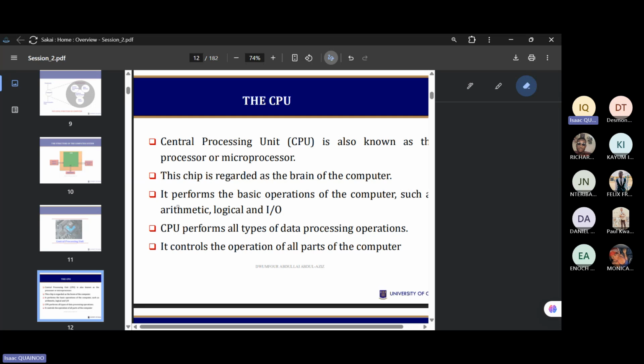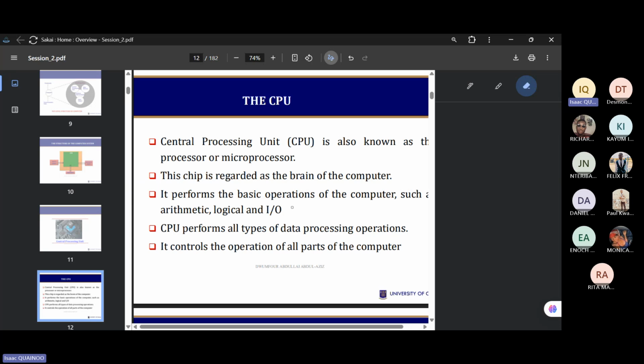So the next point here is that it performs the basic operations of the computer, such as arithmetic, logical, and input and output operations. We'll talk about that very shortly also. So the CPU performs all types of data processing operations. We are using the term all types, so every data that is processed within a computer, it doesn't matter how that data is represented, the CPU is what processes that data.